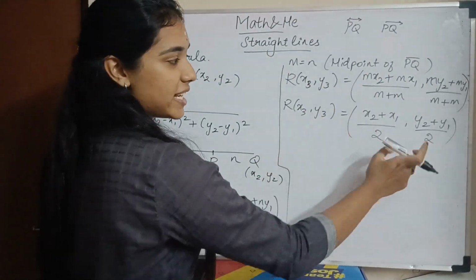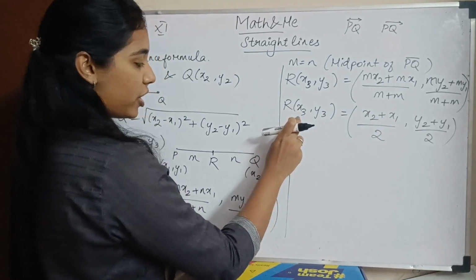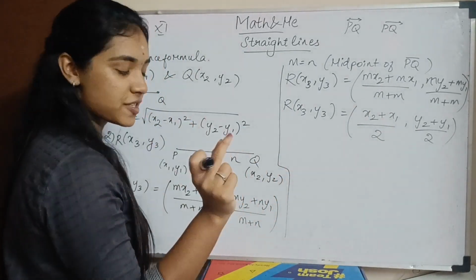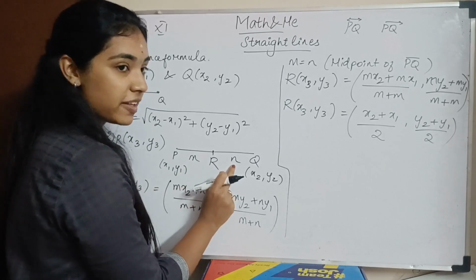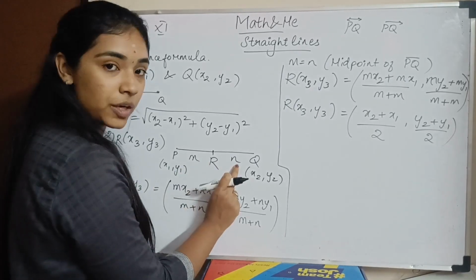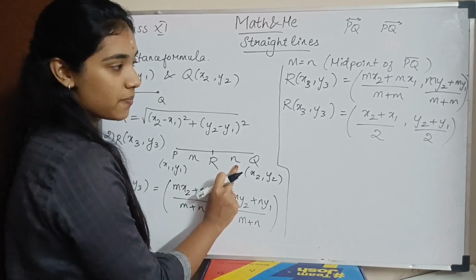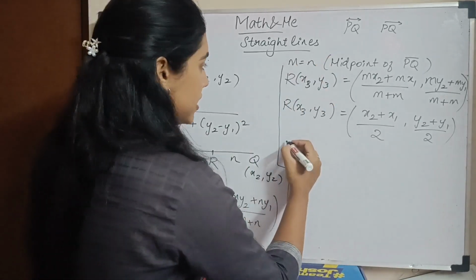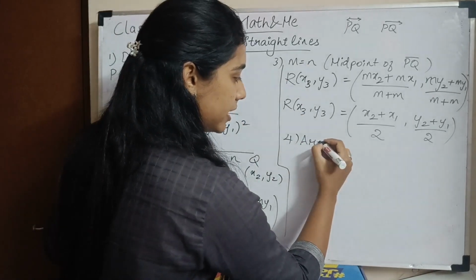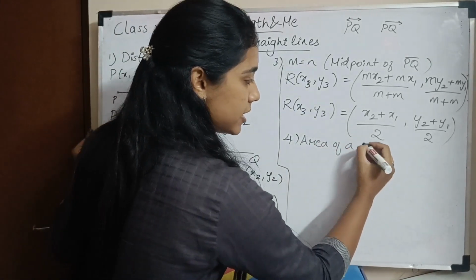So this is basically the midpoint of the coordinate that divides the line segment PQ into two equal halves. Here m and n, if they are not equal, that doesn't mean they are equal halves. If m is equal to n, then it means they are equal halves. Okay, so that is the midpoint. This is the third one. The fourth one is the area of a triangle.